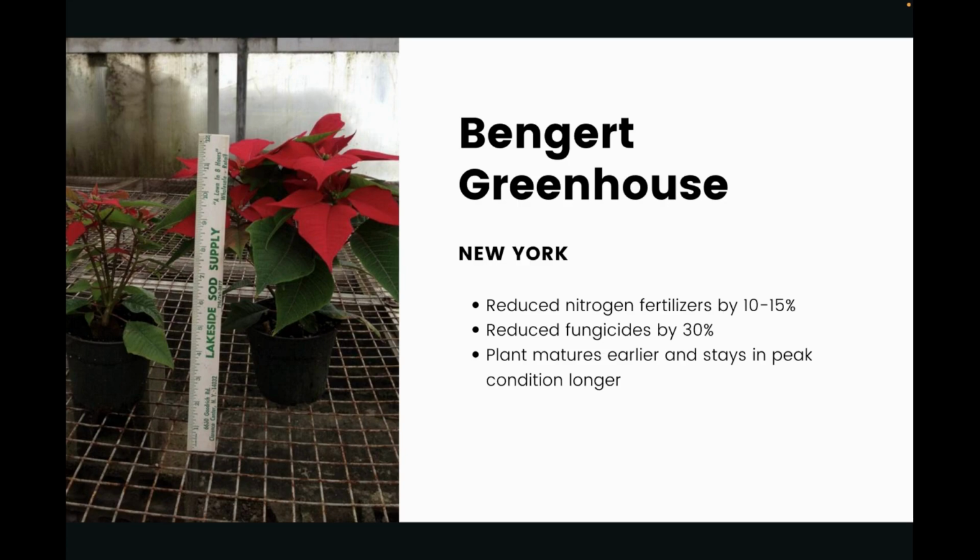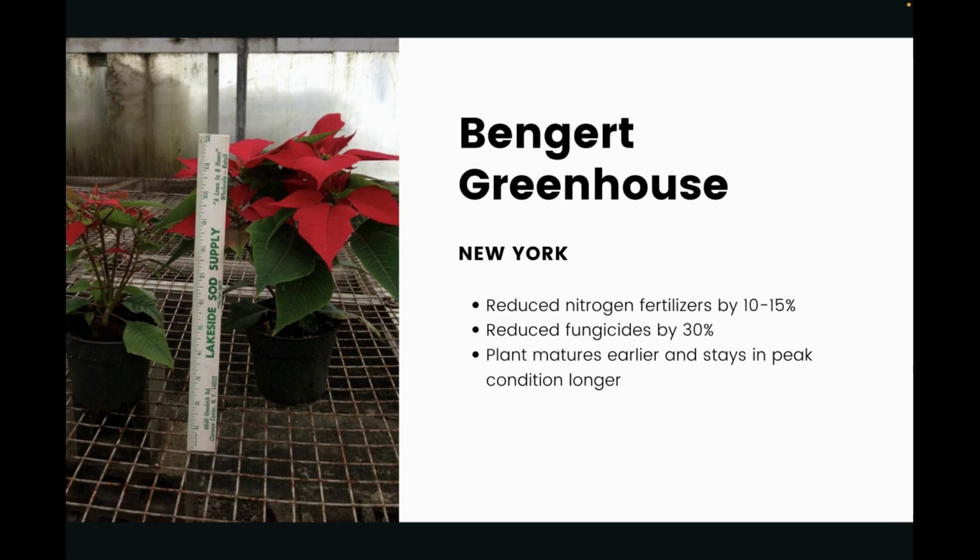Benair greenhouse in New York, they were able to reduce their fertilizers by 10 to 15%. Again, it depends on what they're trying to accomplish. Are they just trying to get more growth, or are they trying to do a reduction? They were trying to accomplish both. So they were still able to get a reduction, get faster growth, replanting at a quicker interval so that they can actually make more money out of the starting point that they had in the greenhouse.